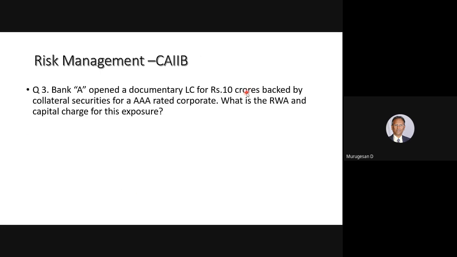Okay, so question number 3. Now, they are asking about a documentary LC. Documentary LC means it is non-funded. So here, don't calculate the risk weight immediately. Keep the risk weight applicable to the borrower for last. First, you have to apply CCF because it is a non-funded limit. Now you see the question. 10 crore, they have opened a letter of credit and the borrower is AAA. What is the RWA? First you apply CCF on 10 crore, and it is fully collateralized, fully backed by collateral securities.